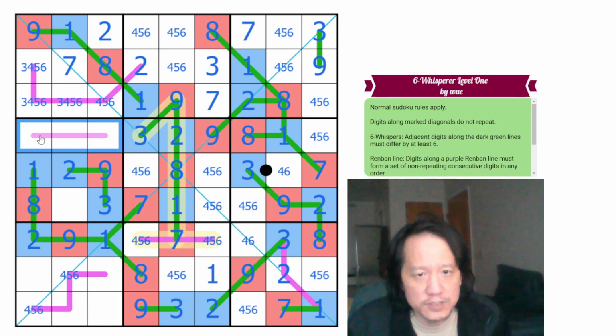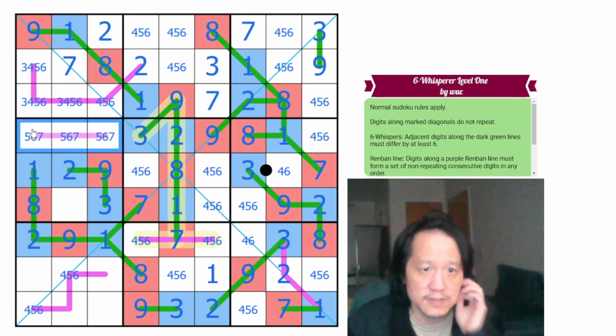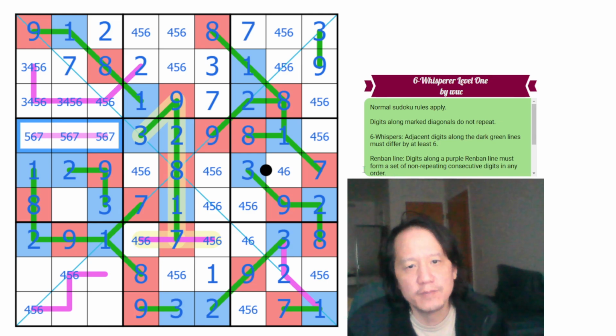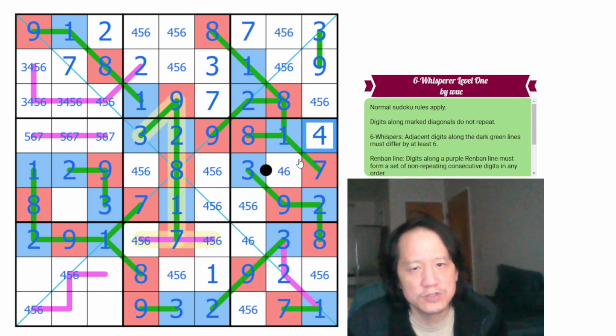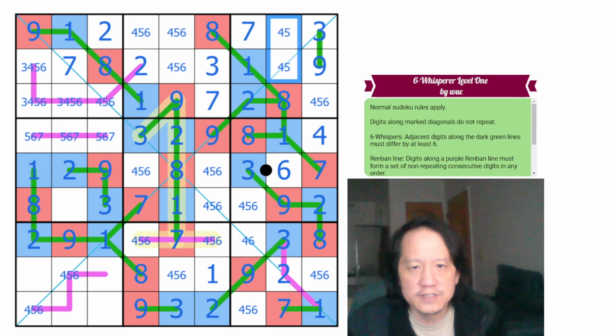These 3 digits must contain a 7, and therefore it has to be 5, 6, and 7 to be consecutive. So this has to be 5, 6, and 7. That triplet means that you cannot have 5, 6, and 7 in the rest of row 4. So this can't be 5 or 6. So this is 4. We know this is 6 because it's a 1 to 2 ratio with the 3. That means these can't be 6.